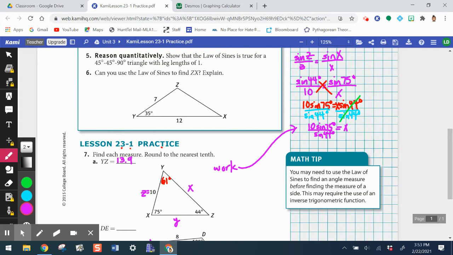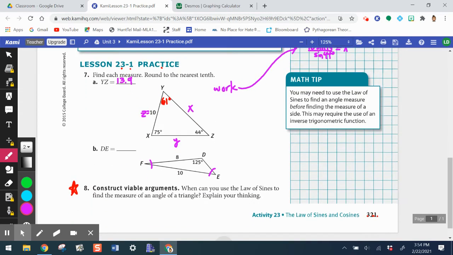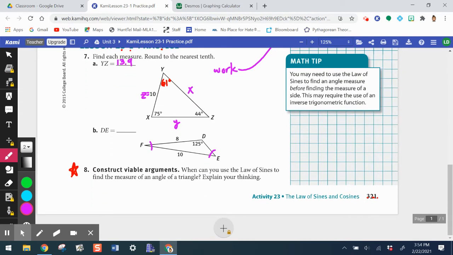The main reason this caused a problem was we didn't know an angle measure and its opposite side. Fortunately for us on item B, even though we only know one angle measure, we do have the opposite side of that angle measure. So that is going to be beneficial for us, and I'll show you why.